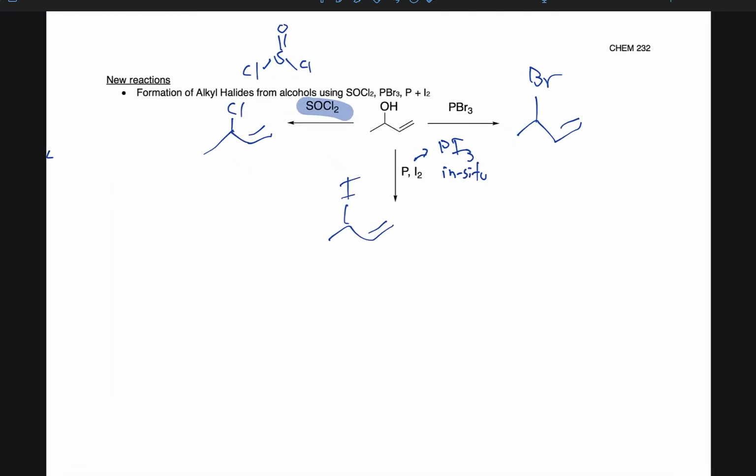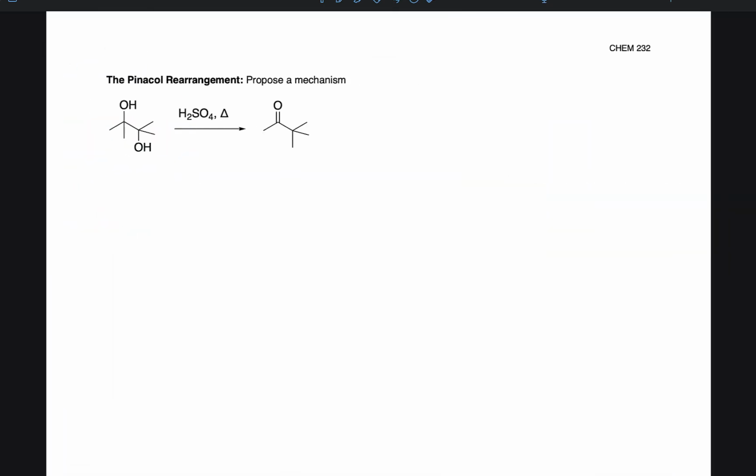So something else we'll discuss during class is something called the pinacol rearrangement. You can see we have this sort of E1 conditions. We know we're doing some sort of dehydration, but now we have a ketone as the end product, and we're starting with a diol, 2 alcohols.